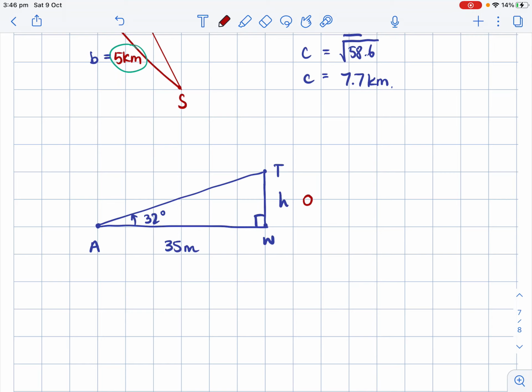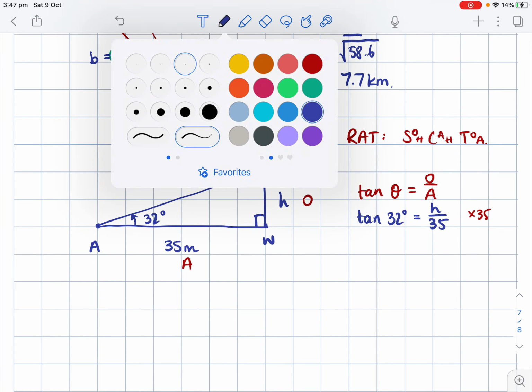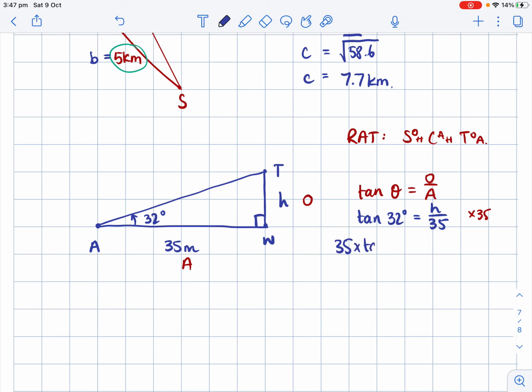This is the opposite. Sorry, I should have said it's a right angle triangle. So we know we can use SOHCAHTOA. And that's the opposite, that's the adjacent. So my rule is going to be tan theta equals the opposite over the adjacent. We substitute what we know. The opposite is h, the adjacent is 35. And then we want to undo a divide by 35. How do we undo divide by 35? We times by 35. That gives me 35 times tan 32.